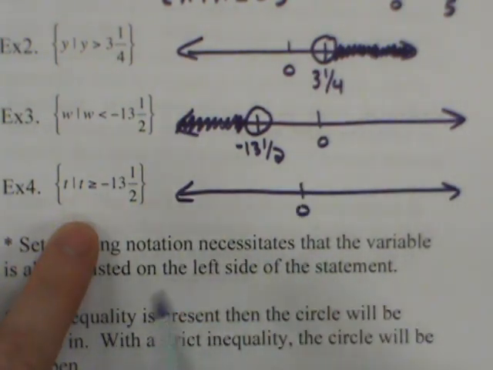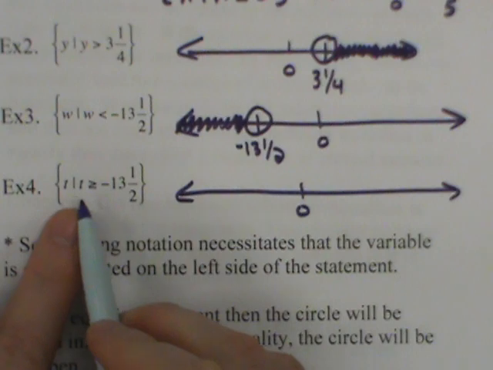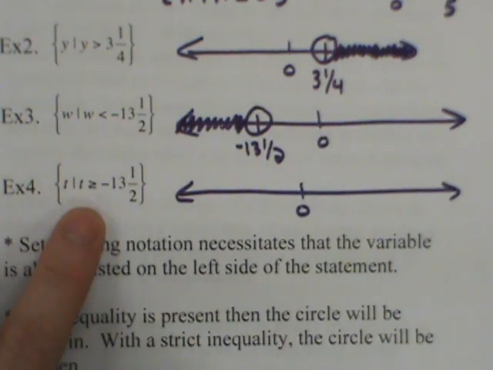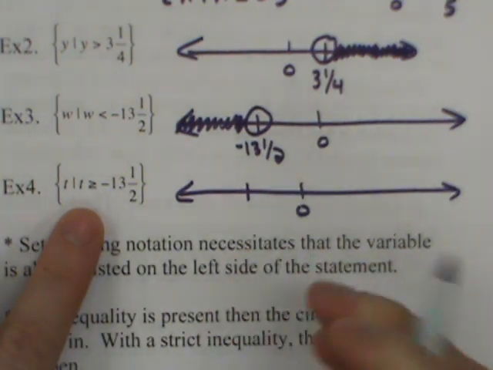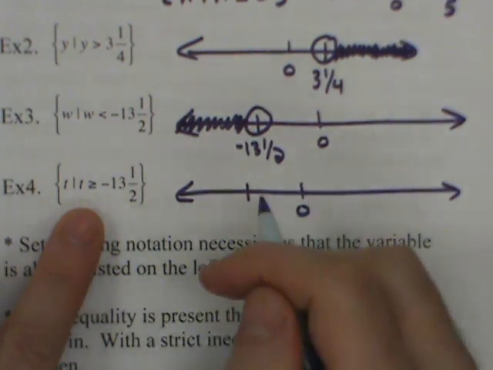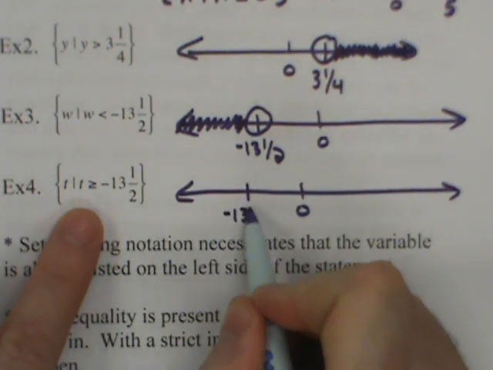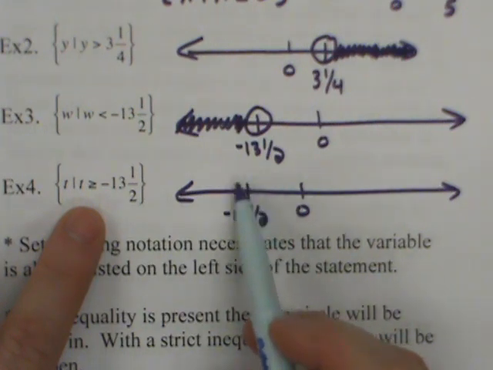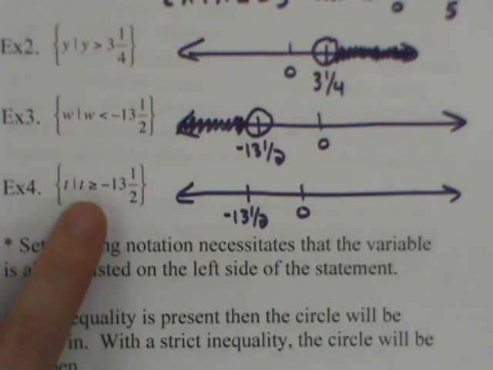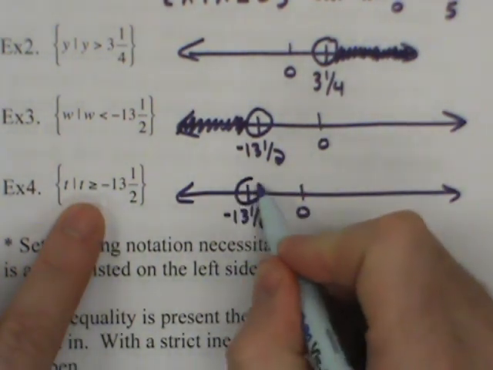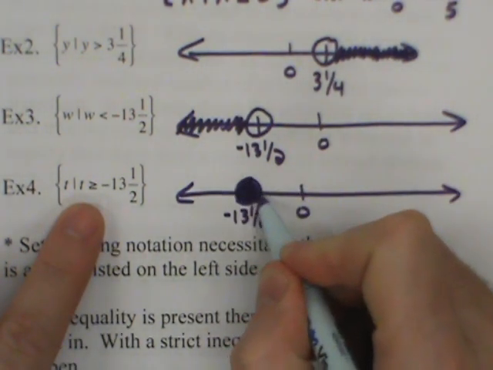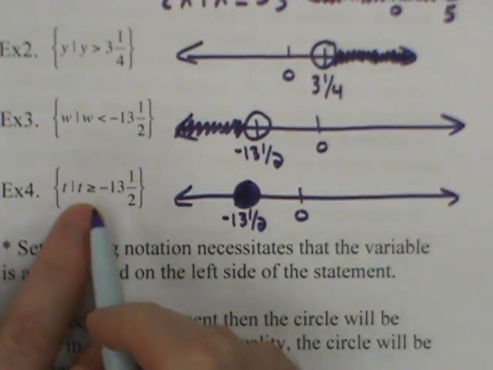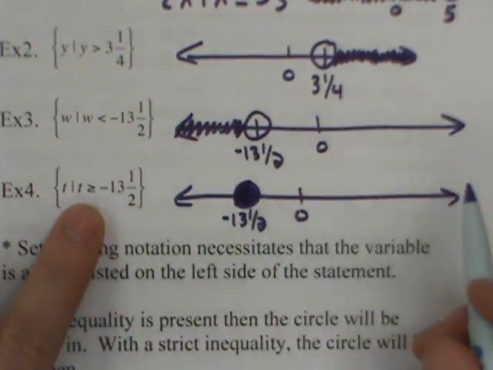I locate my 0. It says the set T such that T is greater than or equal to negative 13 and 1/2. So again, with it being negative 13 and 1/2, I'll go over to the left. And the question is, do I want to have a closed circle or an open circle? Do I want it shaded or do I want it open? With the equality, it means that I want to include the value. So I do shade it in. And again, it tells me what direction to shade. It says shade off to the right.